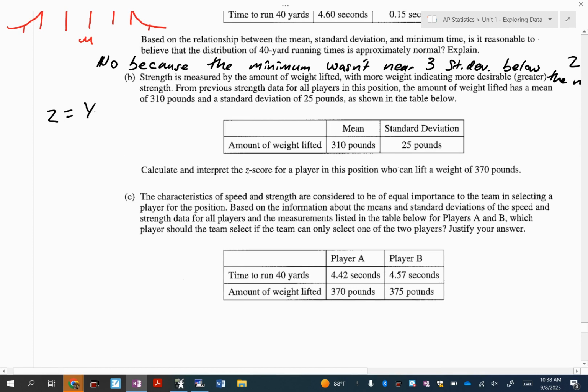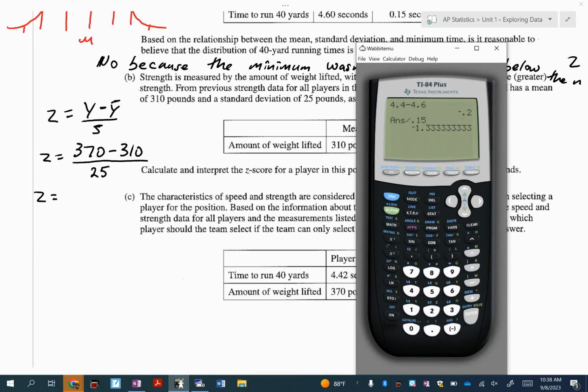So I'm going to use that same formula. This time I'll use y bar and s. Again, I'm not that concerned about it since we're talking about actual data values here. This player can lift 370 pounds. So 370 minus 310 over 25. So let's see what that z-score is. Did you get it, David? 2 point something? That's helpful. 2.4.